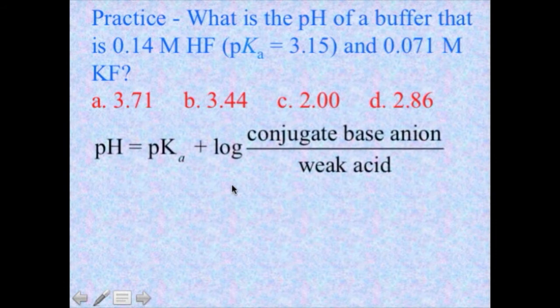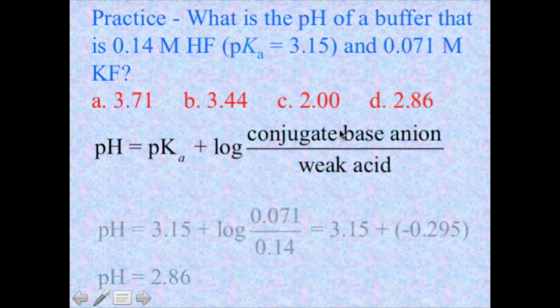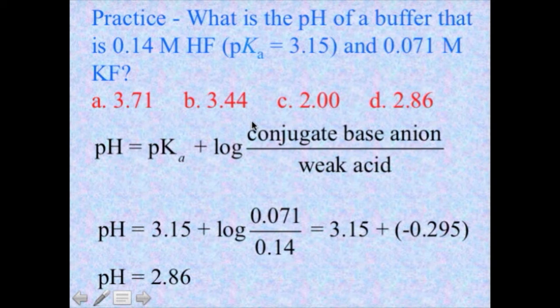All right, here we go. Here's the Henderson equation. We're simply going to plug in our pKa, and the conjugate base concentration goes in the numerator. The weak acid concentration goes in the denominator. We end up with a pH of 2.86.